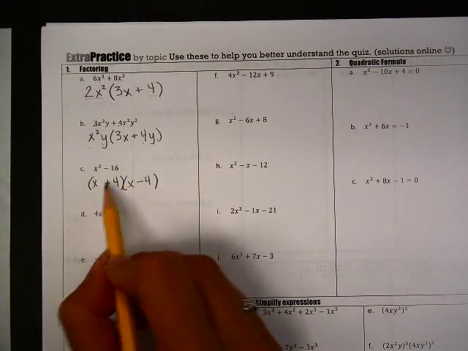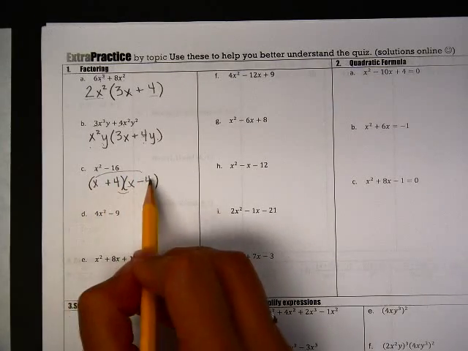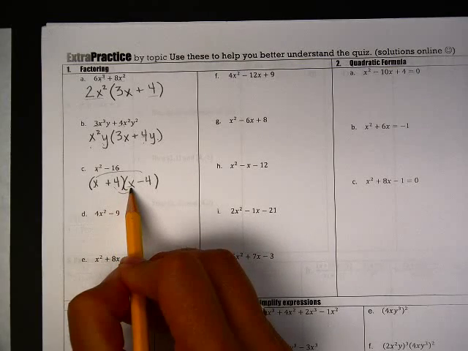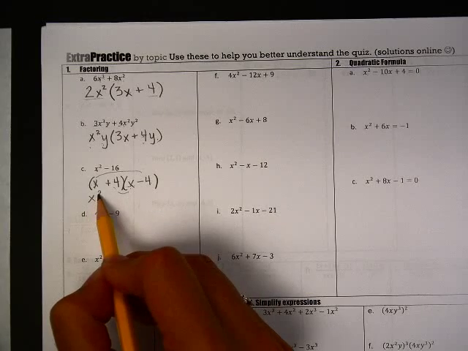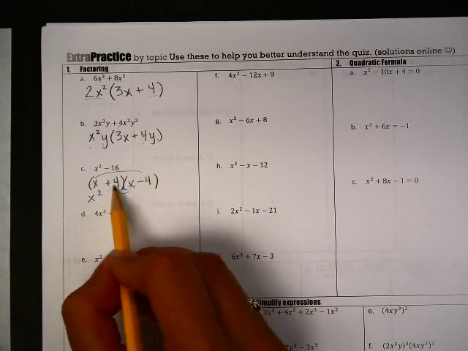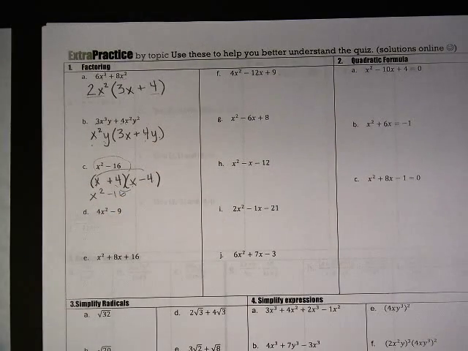Now, the only other ones that need to be multiplied are, remember, the inners and the outers. So this is negative 4x and positive 4x, so those are going to disappear. So I'm going to give my x squared when I multiply those two, plus 4x minus 4x, and then minus 16, which gives me my answer.